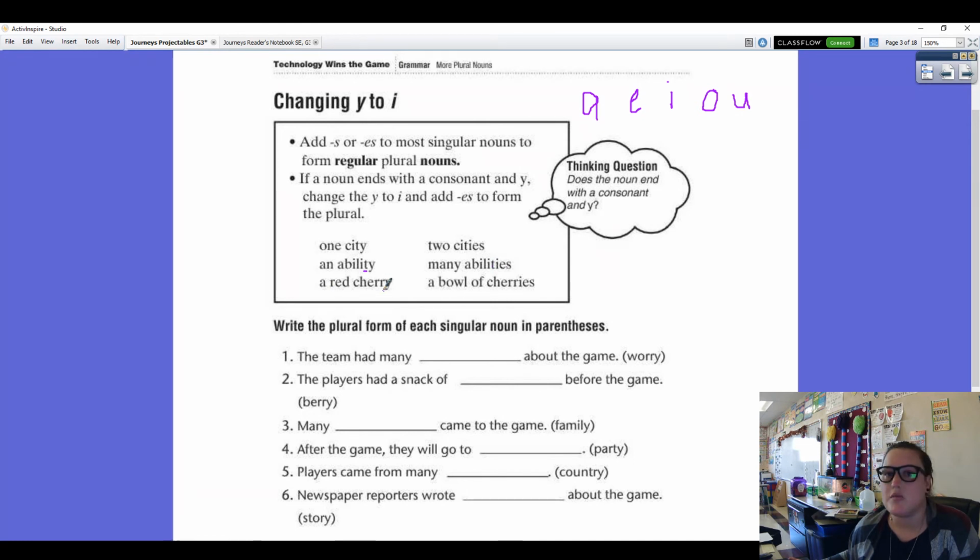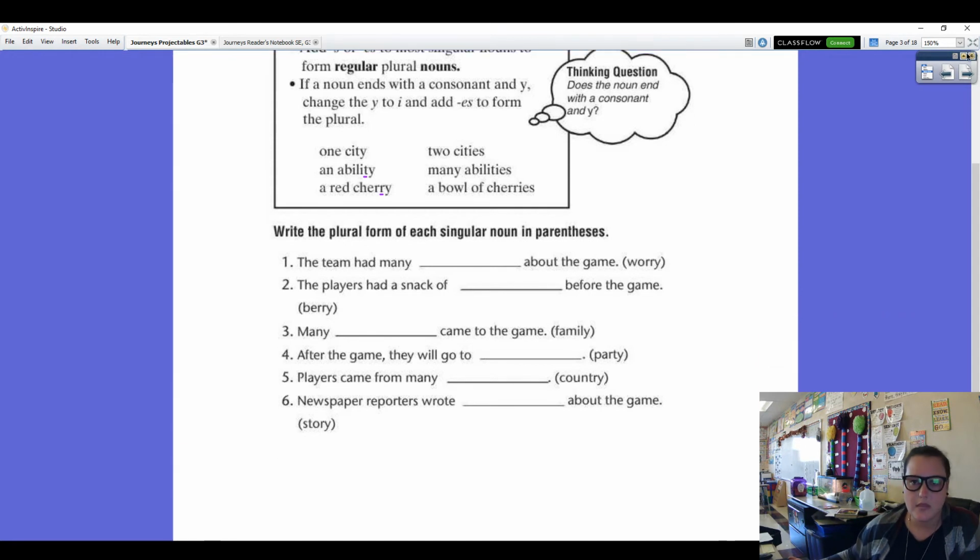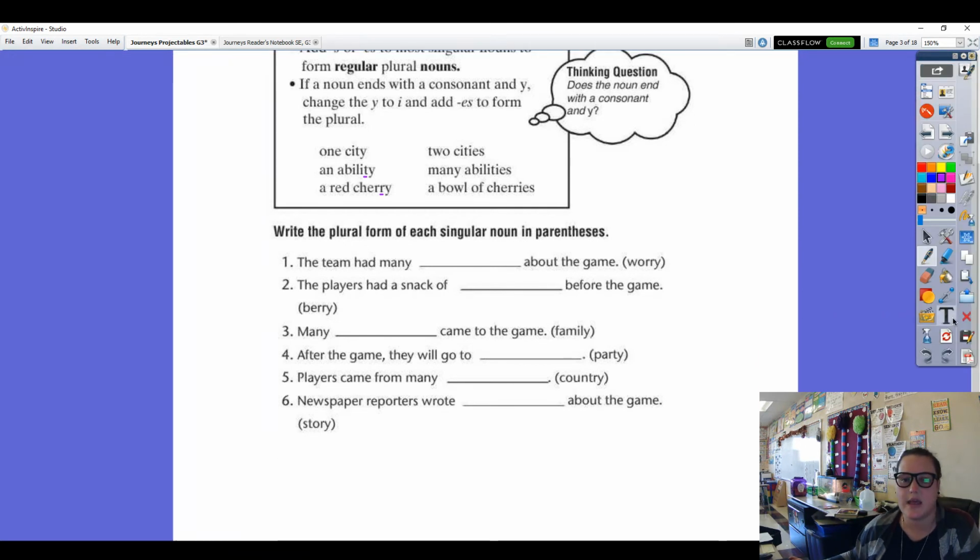A red cherry. You only have one. If you have a whole bowl of cherries, that means you have more than one and it's plural. We have an R before the Y, so we have that consonant, so you change the Y to an I and you add ES. Down here, let's do some together.